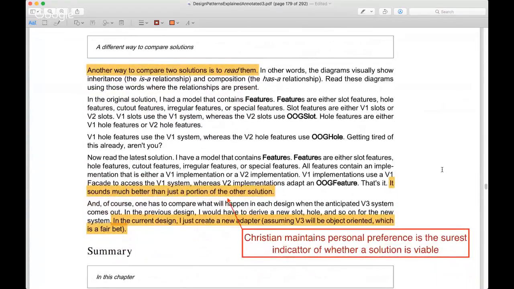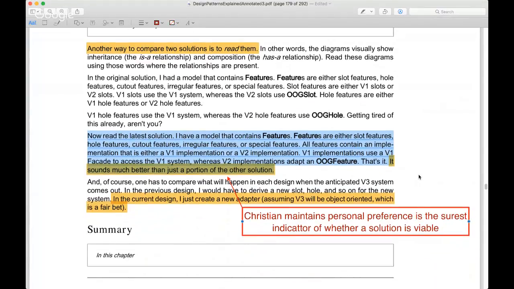And if you've read through this, one way to compare the satisfaction of the two solutions is to read through them. If you try to do it in the original solution, it just becomes exhausting. And in the same space that he got to a small part of the previous solution, he can describe elegantly the entire solution.